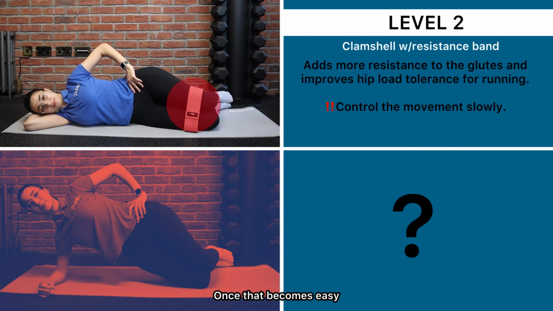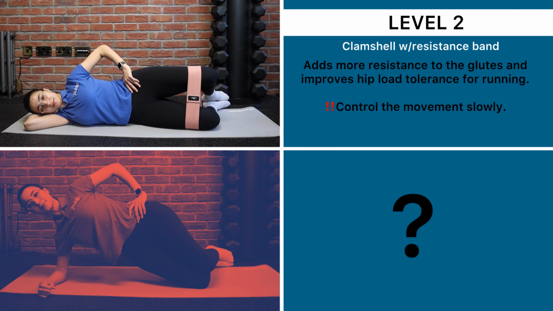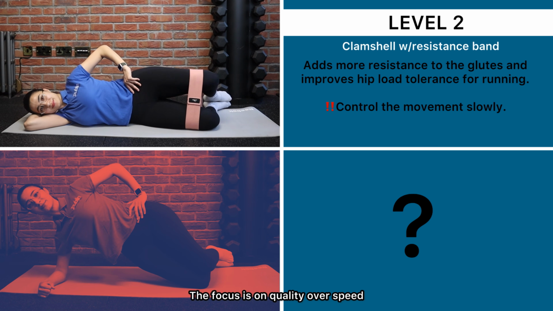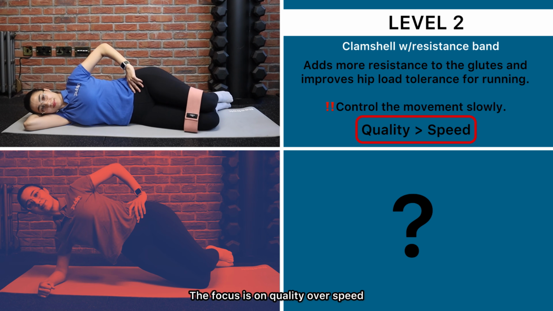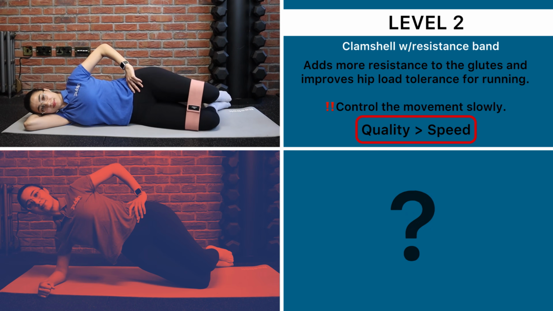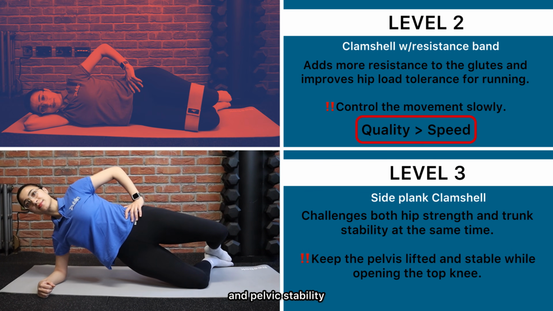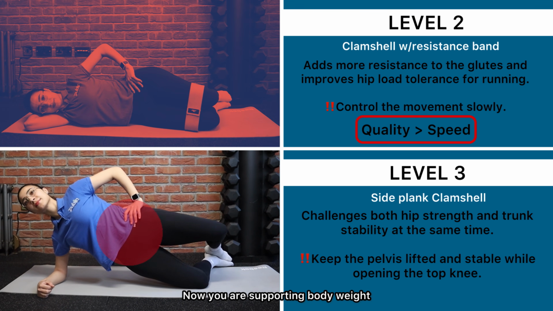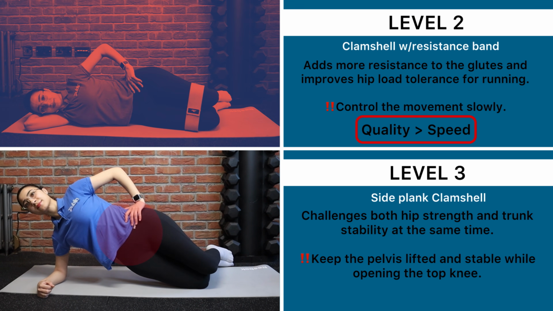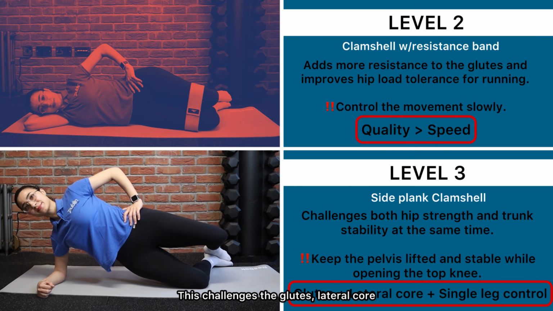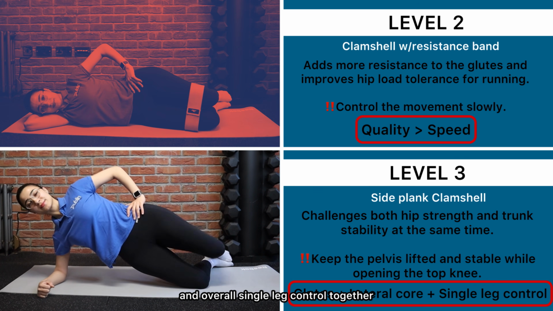Once that becomes easy, we add a resistance band to increase the demand on the hip stabilizers. Now, the glutes have to work harder to control hip rotation and femoral movement. The focus is on quality over speed. At this level, we combine hip strength with trunk and pelvic stability. Now, you are supporting body weight while controlling the pelvis, which is much more similar to running demands. This challenges the glutes, lateral core, and overall single leg control together.